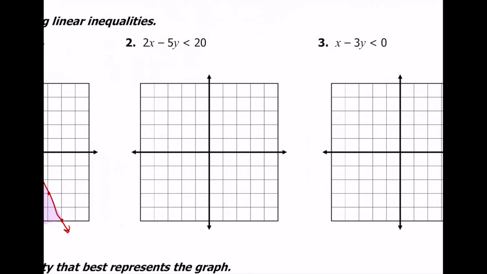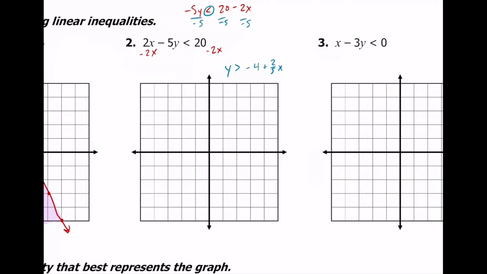Let's move on to number 2. We have to turn this into slope-intercept form. That means we need to get y by itself. So let's move this 2x over. So we have negative 5y is less than 20 minus 2x. Now we're going to divide by negative 5. And because we're dividing by a negative, that's going to flip our inequality symbol. So this needs to face the other direction. So we will have y is now greater than negative 4 plus 2/5 x.